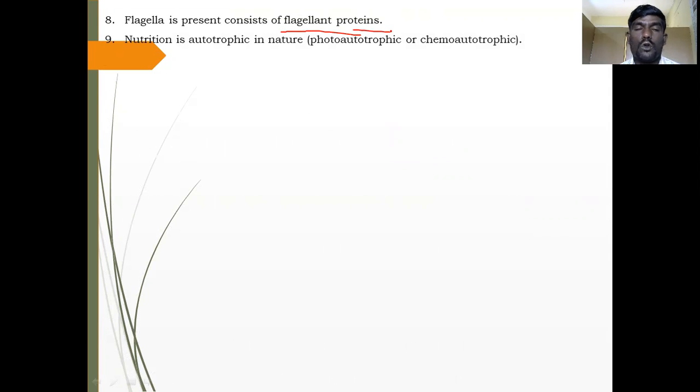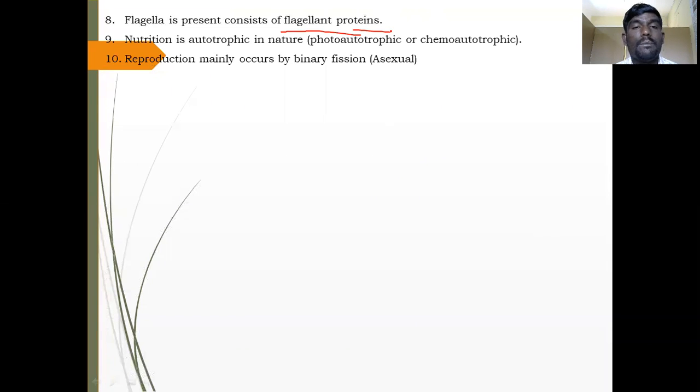Nutrition is autotrophic in nature. In that, we observe photoautotrophic or chemoautotrophic. These are the types of nutrition generally present in monerans. Photoautotrophic means they depend on sunlight for the production of their own food material. By using chemical reactions, they are able to produce food; that is called chemoautotrophic organisms or prokaryotes.